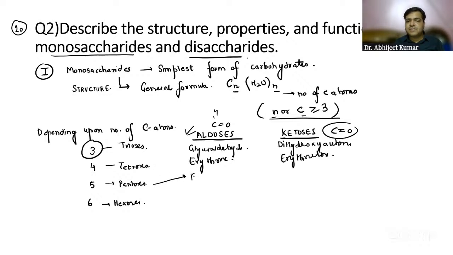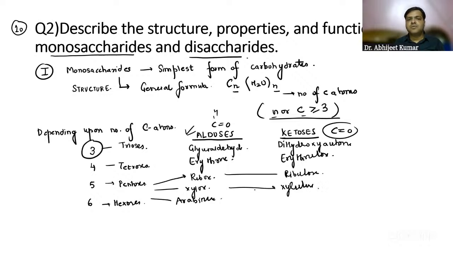For 5, we have 3: ribose, xylose, arabinose. For ribose, we have ribulose; for xylose, we have xylulose; and for arabinose, we have nothing. For 6, you already know glucose, galactose, mannose, and for the ketose we have only fructose with a 6 carbon atom, and the keto group is present at the second carbon.